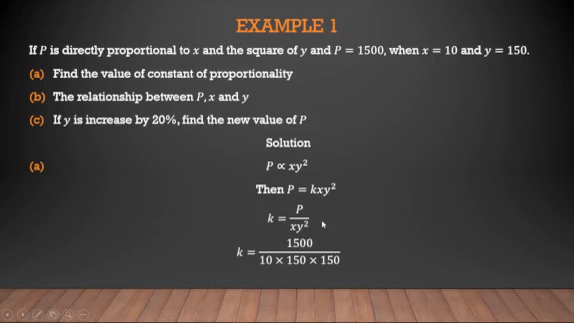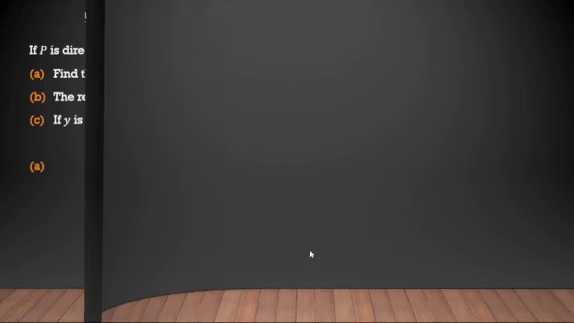So the next thing to do is to substitute. P is equal to 1500 and X is equal to 10. Y squared is equal to 150 times 150, as we have been given in the question. You can use your calculator. Sorry about that. Let me bring back that slide.